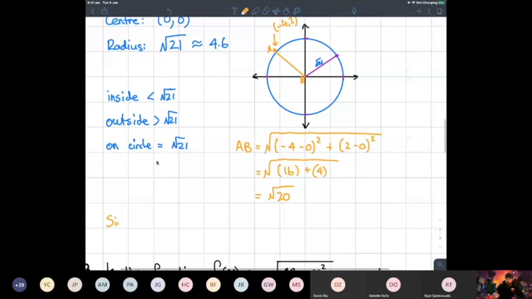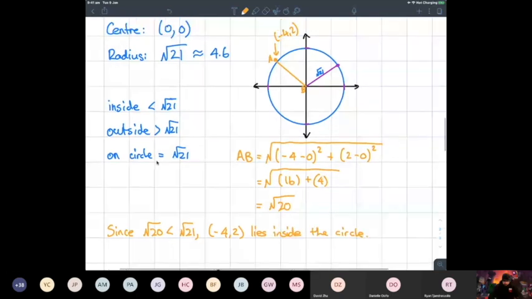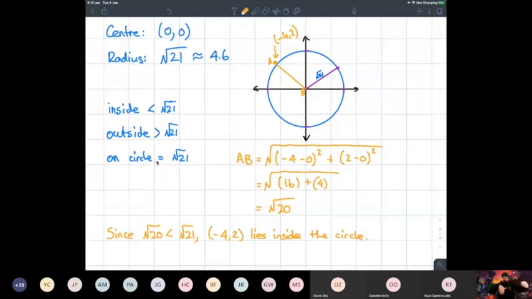-4, 2 lies inside. It lies inside this circle. All right, does that make sense? Using our idea that the radius sweeps across and the length of the radius will cover a certain number of points. So hopefully that clarifies that.